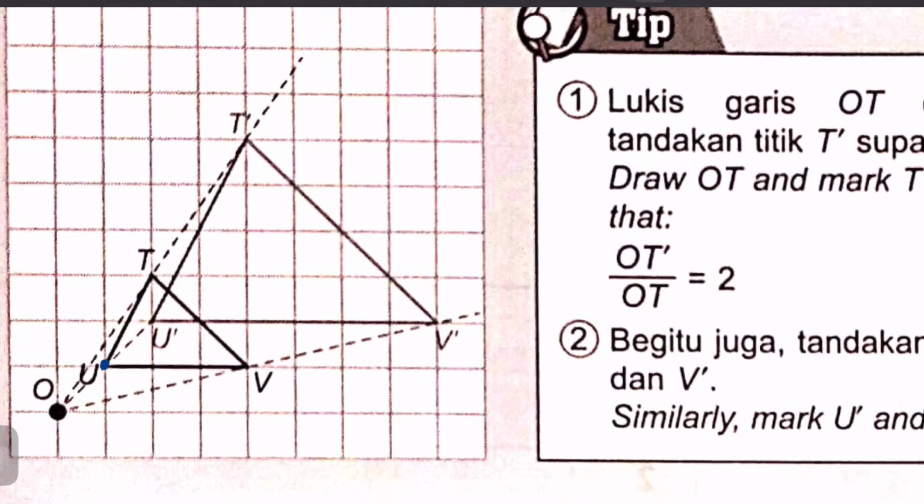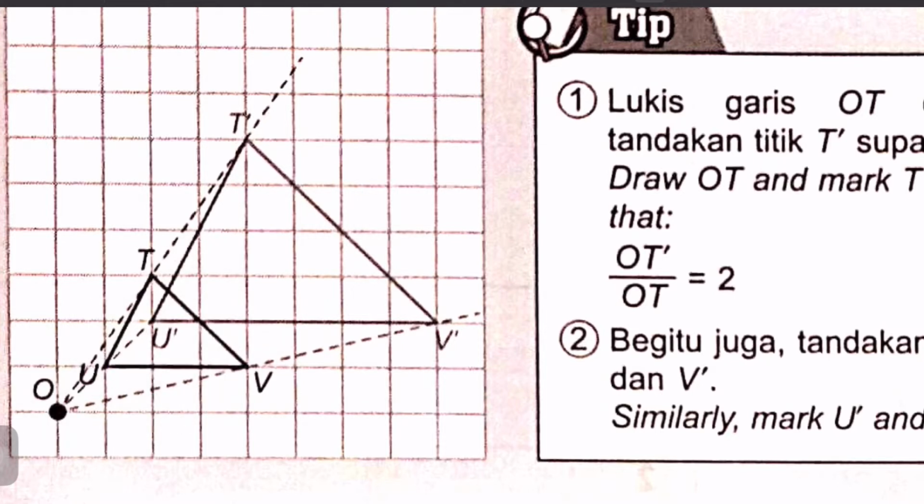Contoh 1, 1. Pembesaran 2. So 1 darab 2 dia akan jadi 4. 4 pula 2. So 1, 2. Tinggi pun 1, 2. Nampak tak? U prime jadi kat sini. Next, untuk T pula.